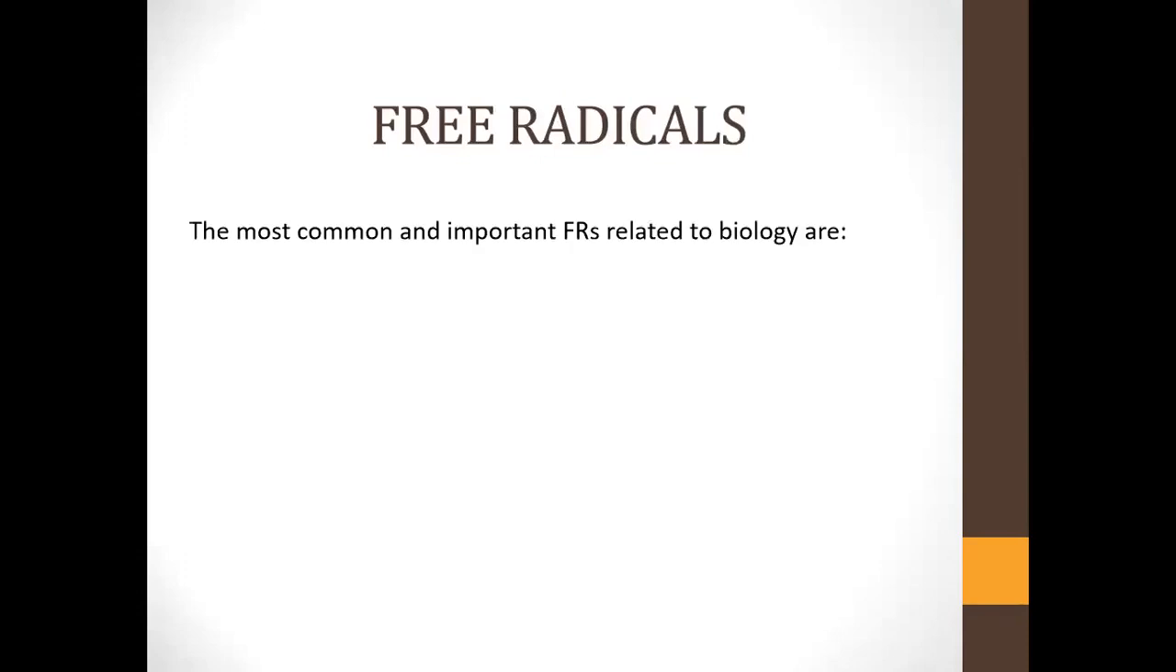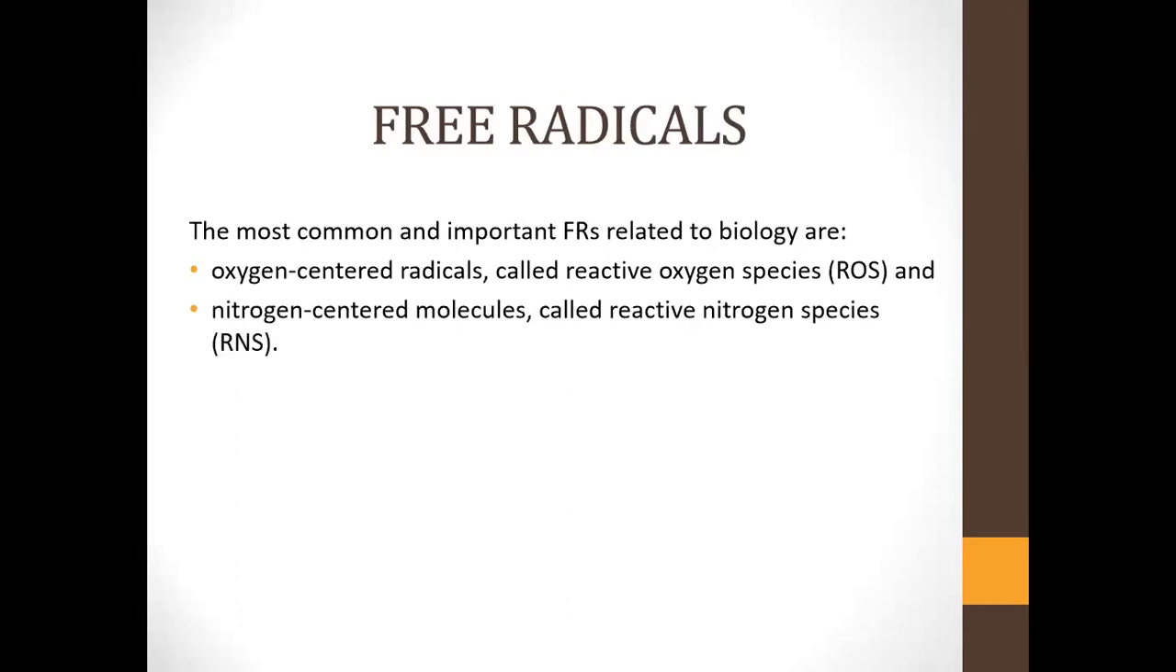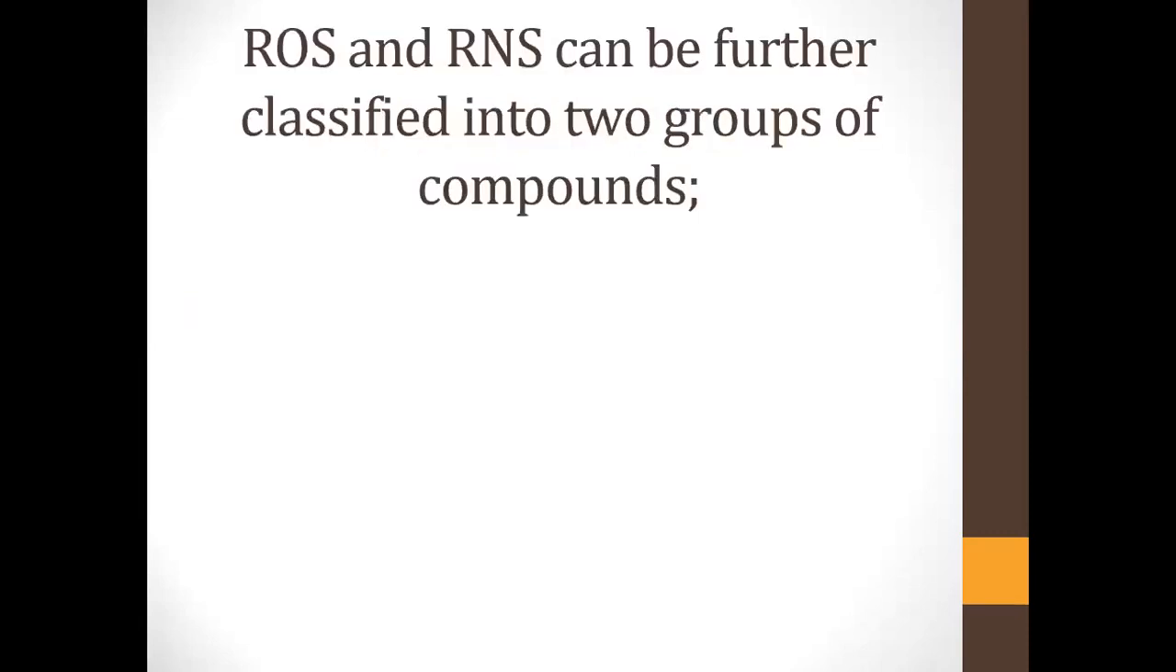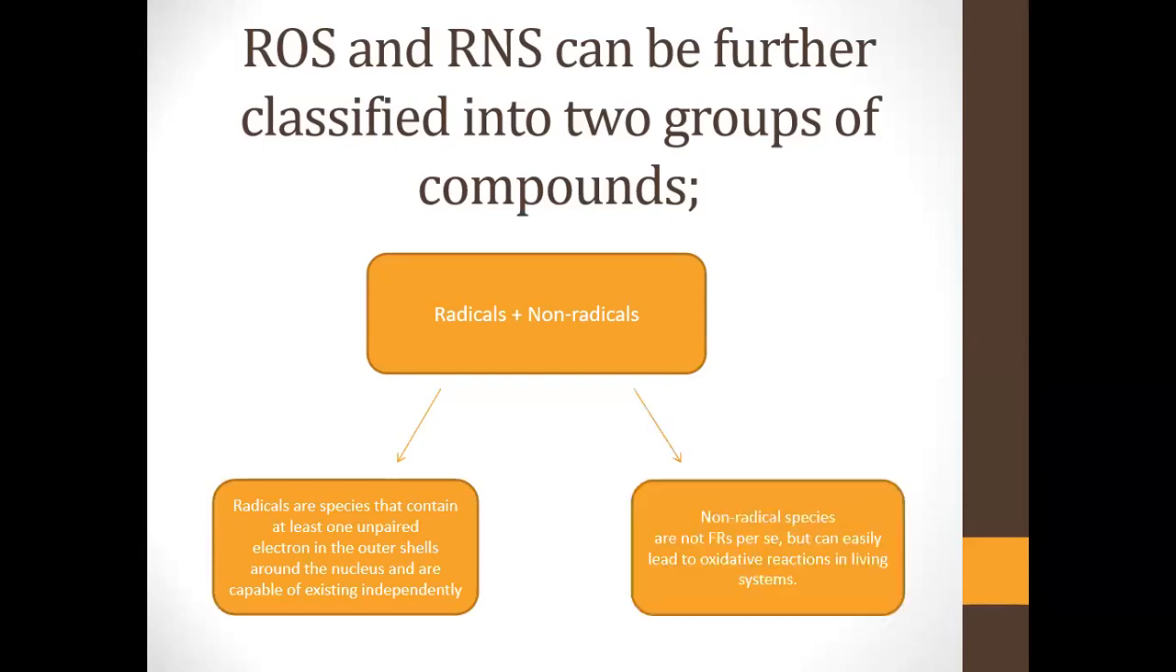So the important free radicals related to biology are oxygen-centered radicals, which are a subset of reactive oxygen species, and nitrogen-centered molecules, which are a subset of reactive nitrogen species. You can see that the categories of reactive oxygen species and reactive nitrogen species encompass both radical and non-radical compounds. Again, radical species contain at least one unpaired electron in their shell, while non-radicals are not free radicals per se, but can easily lead to oxidative reactions in living systems.